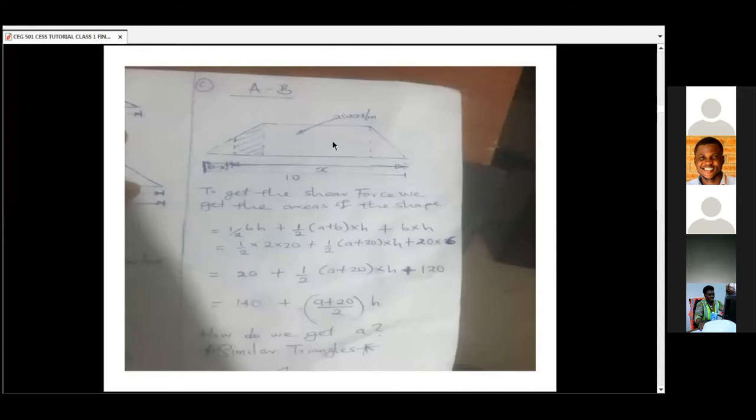Now for the triangle, we have half times 2, which is the base length, times 20, which is the height. Plus, for the trapezium, we have half A, which is the shorter side, plus B, which is the full one, which we have found out to be 20, and then the height. Now, the height is something we don't know, but we can also get it. So how do we get A? We get A through similar triangles like we did earlier.